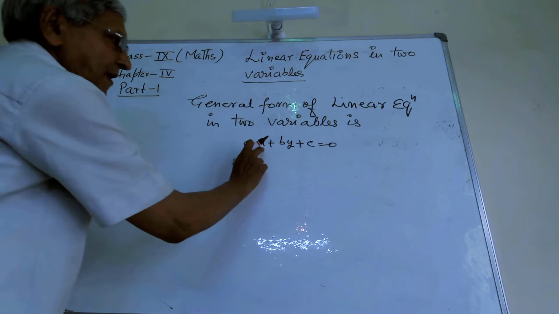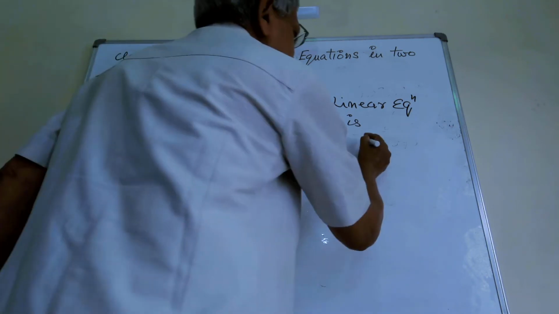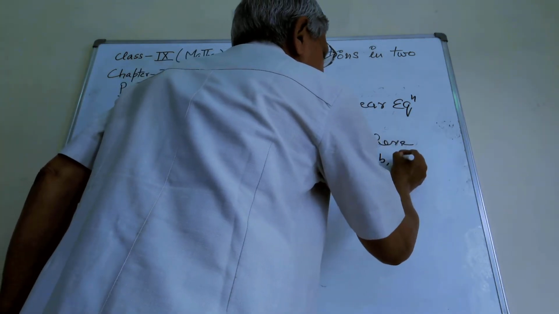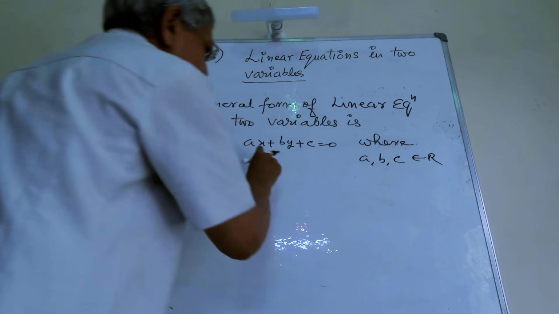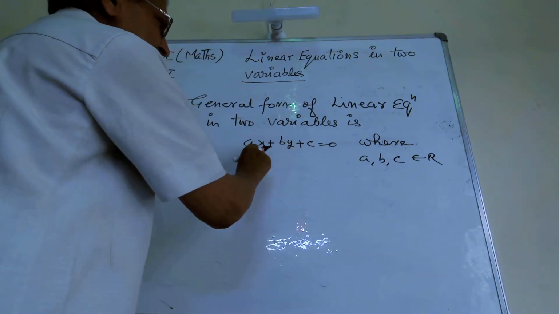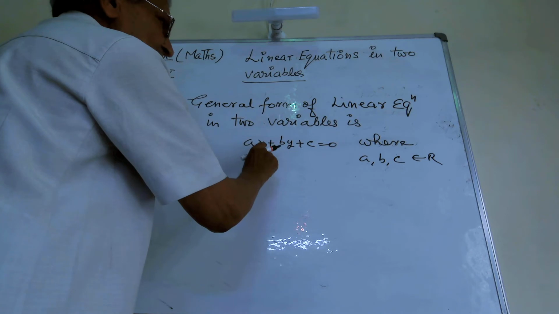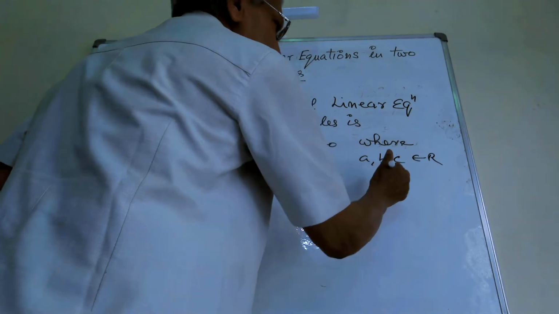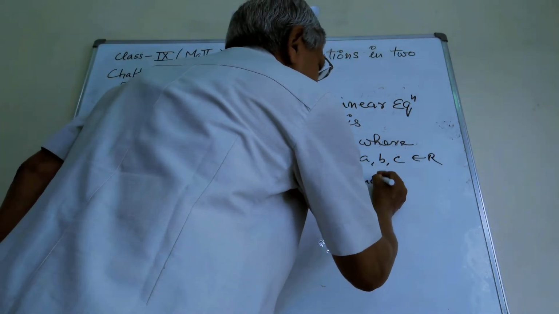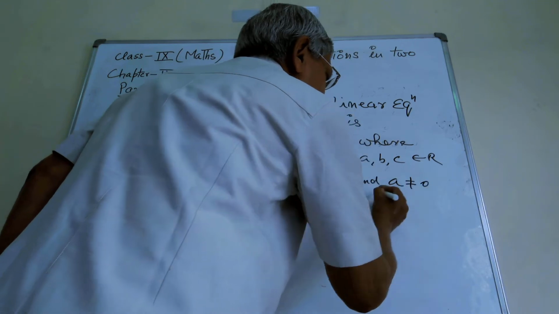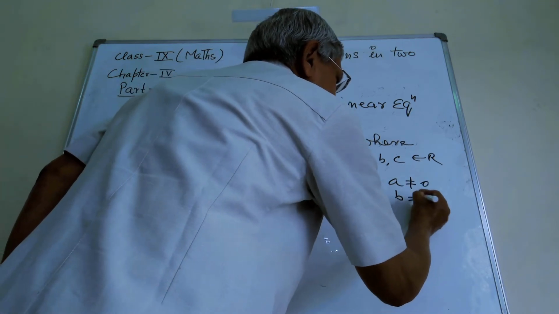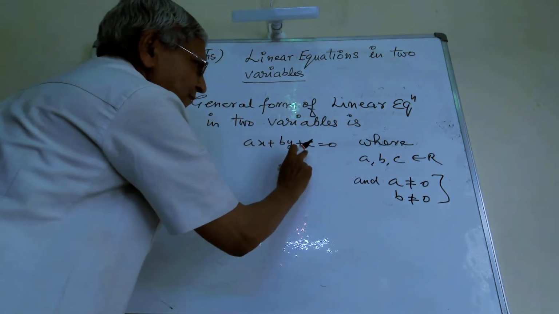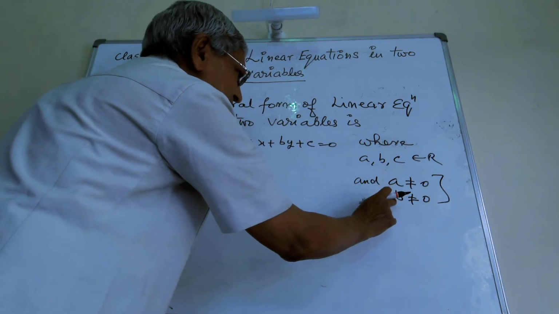Here there are two variables x and y, and the condition is where a, b, c belong to R. It means these three coefficients of this equation, a, b, c, are real numbers, belonging to R, and a is not equal to 0, b is not equal to 0, both conditions. So this is a linear equation in two variables, and this is the condition.